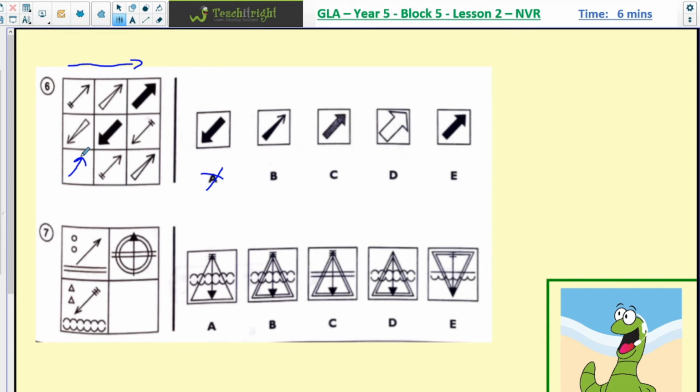This diagonal I can't tell, but this one I can. So I'm already quite convinced that in terms of direction, I'm looking for one that's going to point to the top right, and I want it to be a thick arrow. So actually, I've jumped straight to it, which means my answer is E.